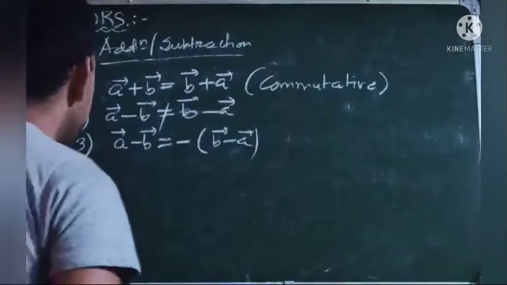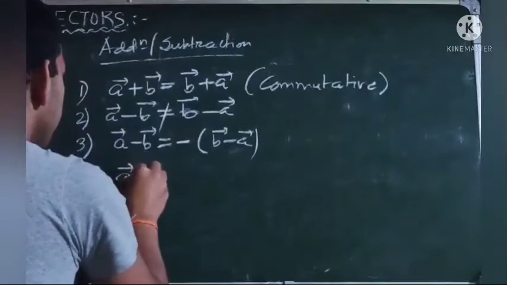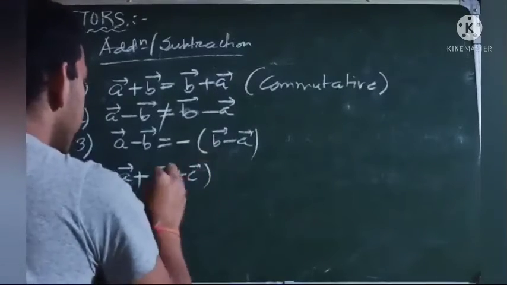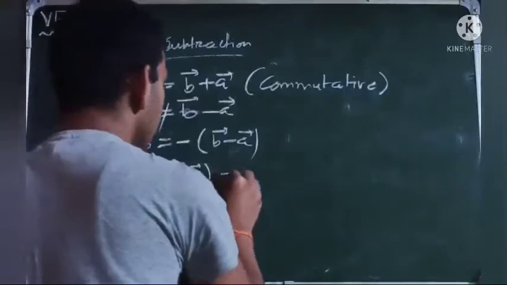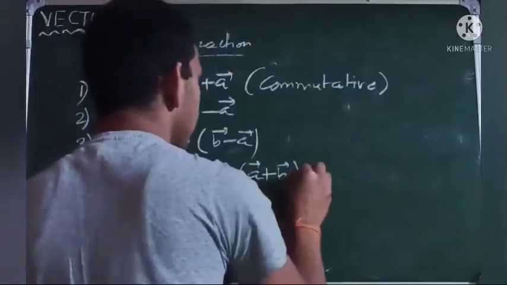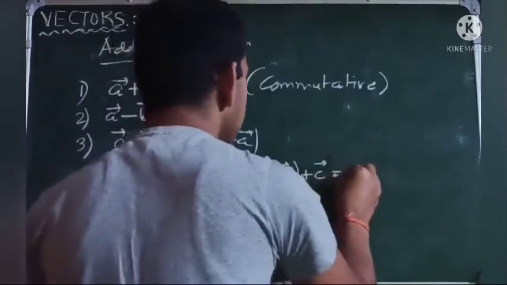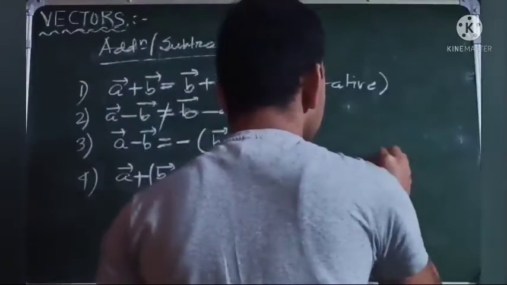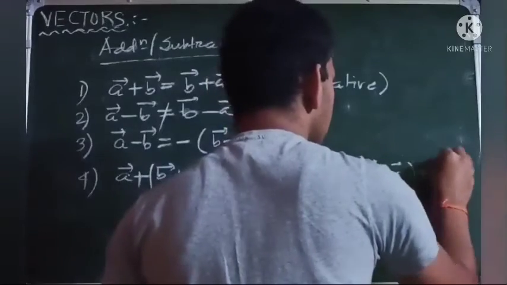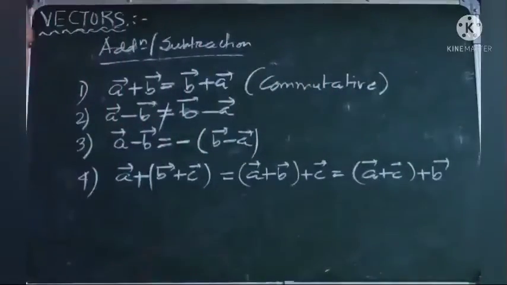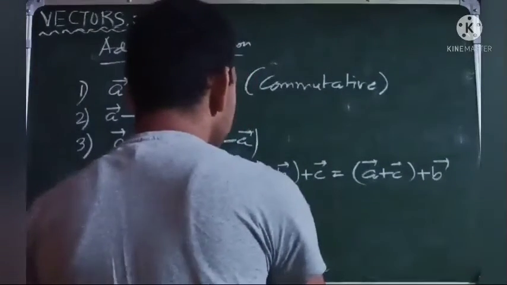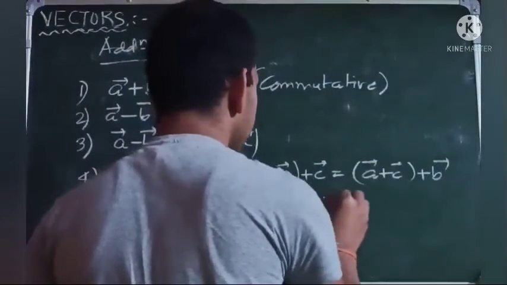Fourth one is a vector plus b vector plus c vector is going to be equal to a vector plus b vector, plus c vector, and is also going to be equal to a vector plus c vector plus b vector, or any combination that you can write. It is going to be the associative law.